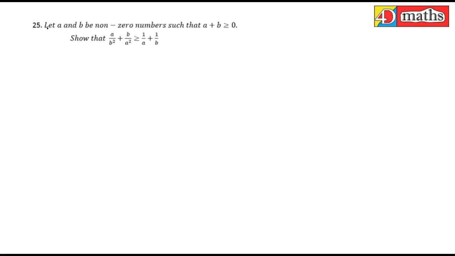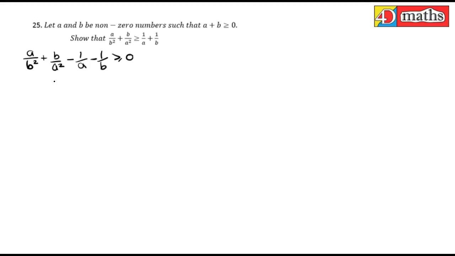Okay, we look at this question, tricky question. Let a and b be non-zero numbers such that a plus b is greater than or equal to 0. Show that a over b squared plus b over a squared is greater than or equal to 1 over a plus 1 over b. Okay, so the first step here is I'm going to bring everything to one side. And that's greater than or equal to 0.